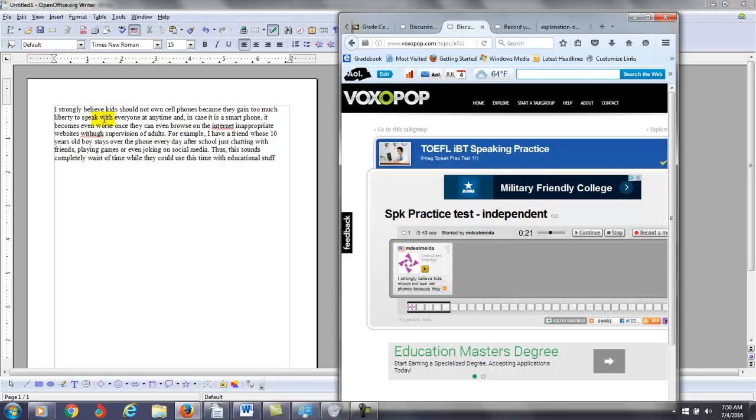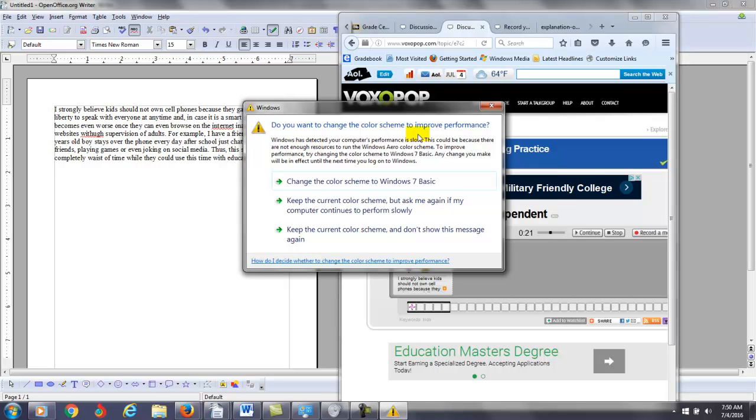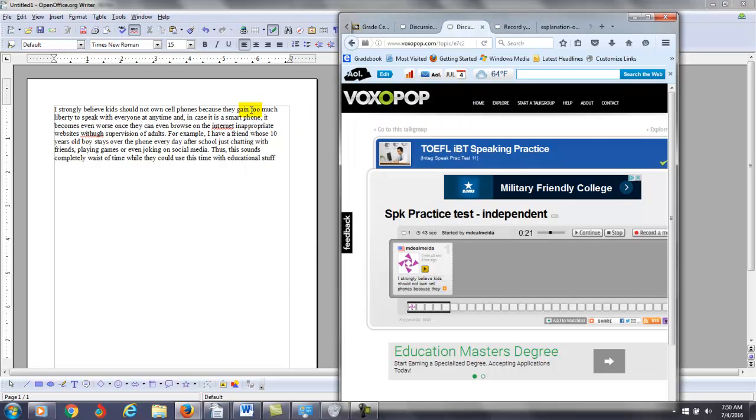Then you move to your first support point, which means that they can speak with everyone at any time. That's your first support point. Your second support point is they can browse the internet for inappropriate websites. You have those two ideas, right? So how do you do that?